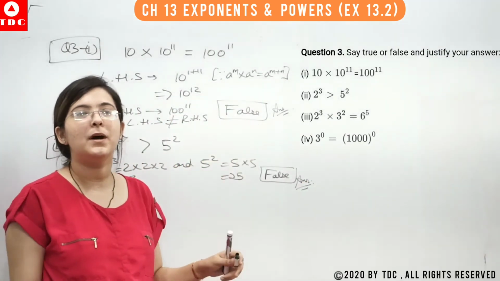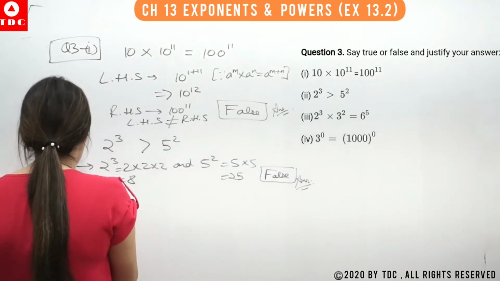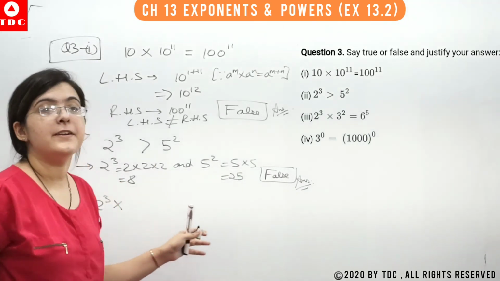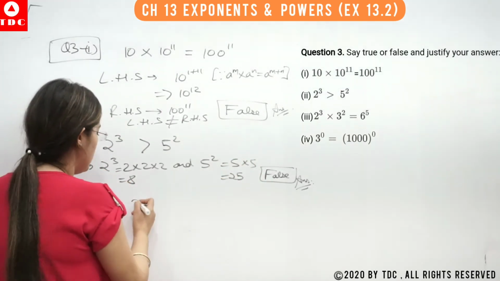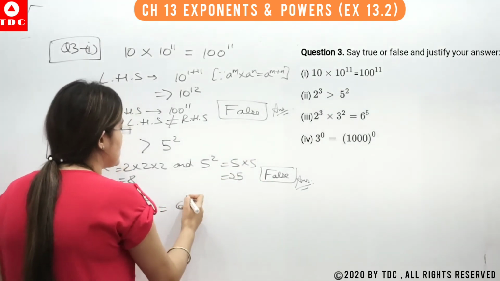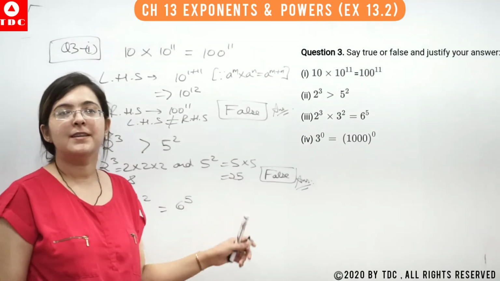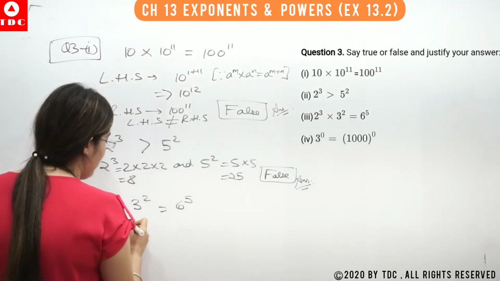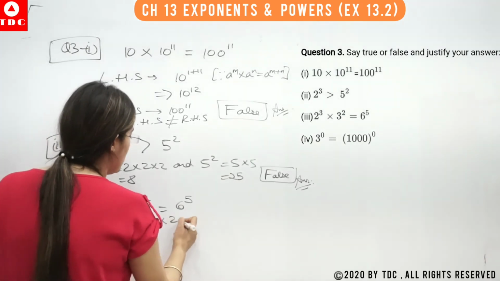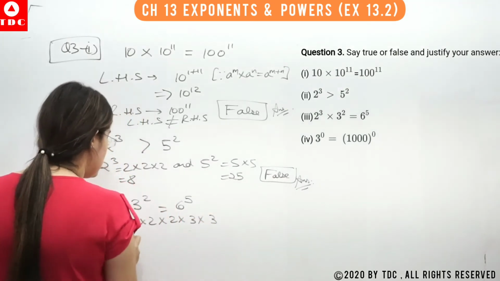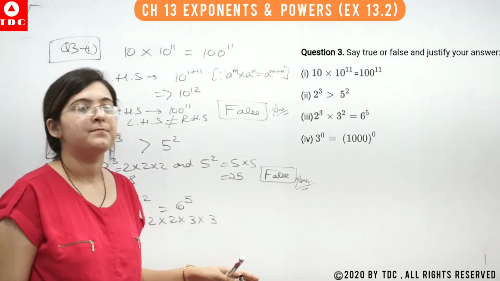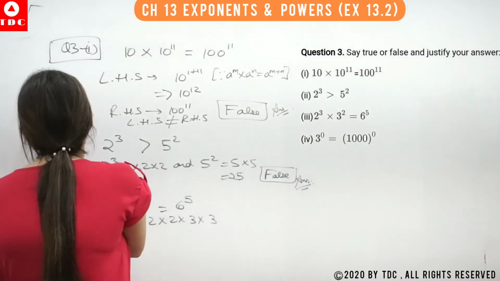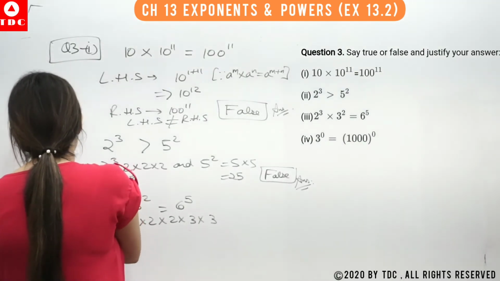Now see the third one. It is 2 to the power 3 into 3 to the power 2 is equal to 6 to the power 5. Let's solve this LHS. What will we get? 2 into 2 into 2 into 3 into 3. 2 2s are 4, 4 2s are 8, 8 3s are 24, 24 3s are 72.